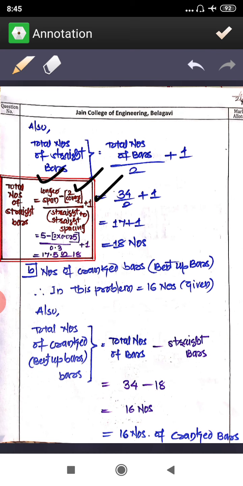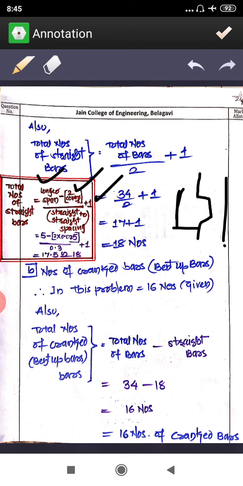Now the alternative spacing will be: you will have one straight bar, then a bent up bar, then again a straight bar. So here, see, all bars are laid at 15 centimeter. This is 15 centimeter, and here it is 15 centimeter.